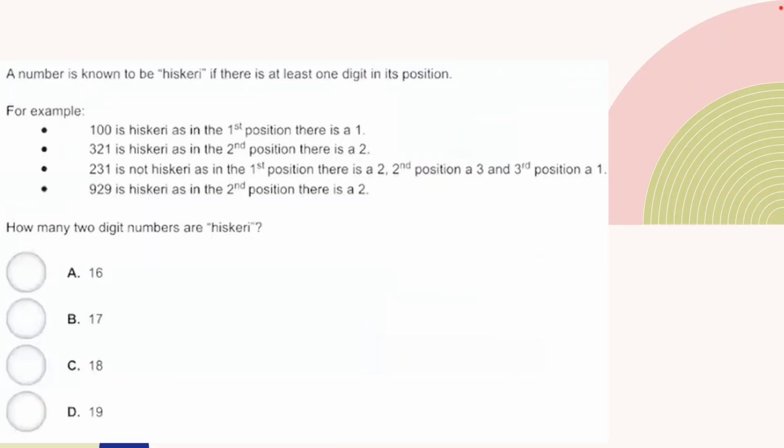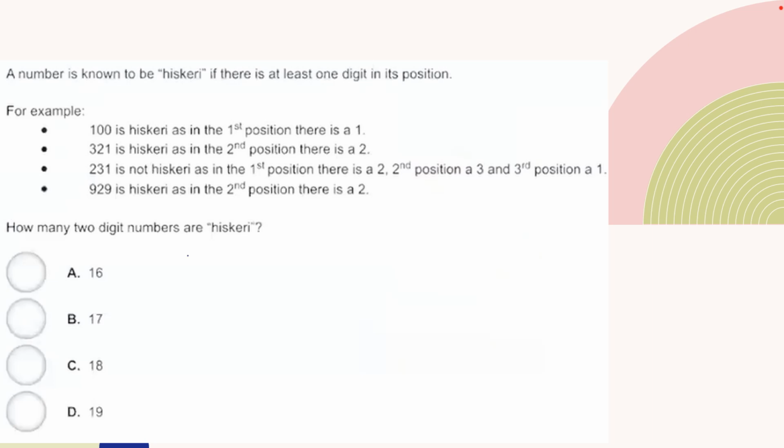A number is known to be scary if there is at least one digit in its position. 100 is scary as in the first position there is a 1. 321 is scary as in the second position there's a 2. 231 is not scary. So we just have to find what the scary numbers are. Okay? So the 2-digit numbers.